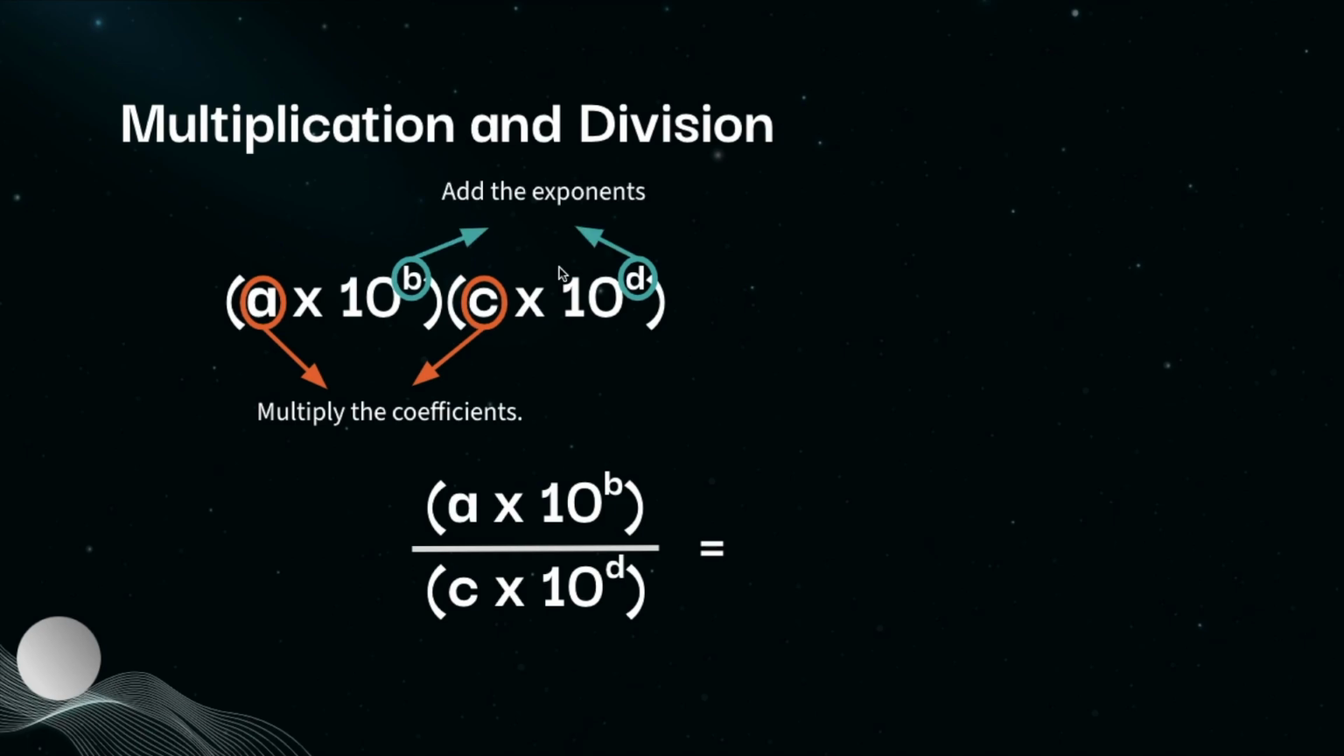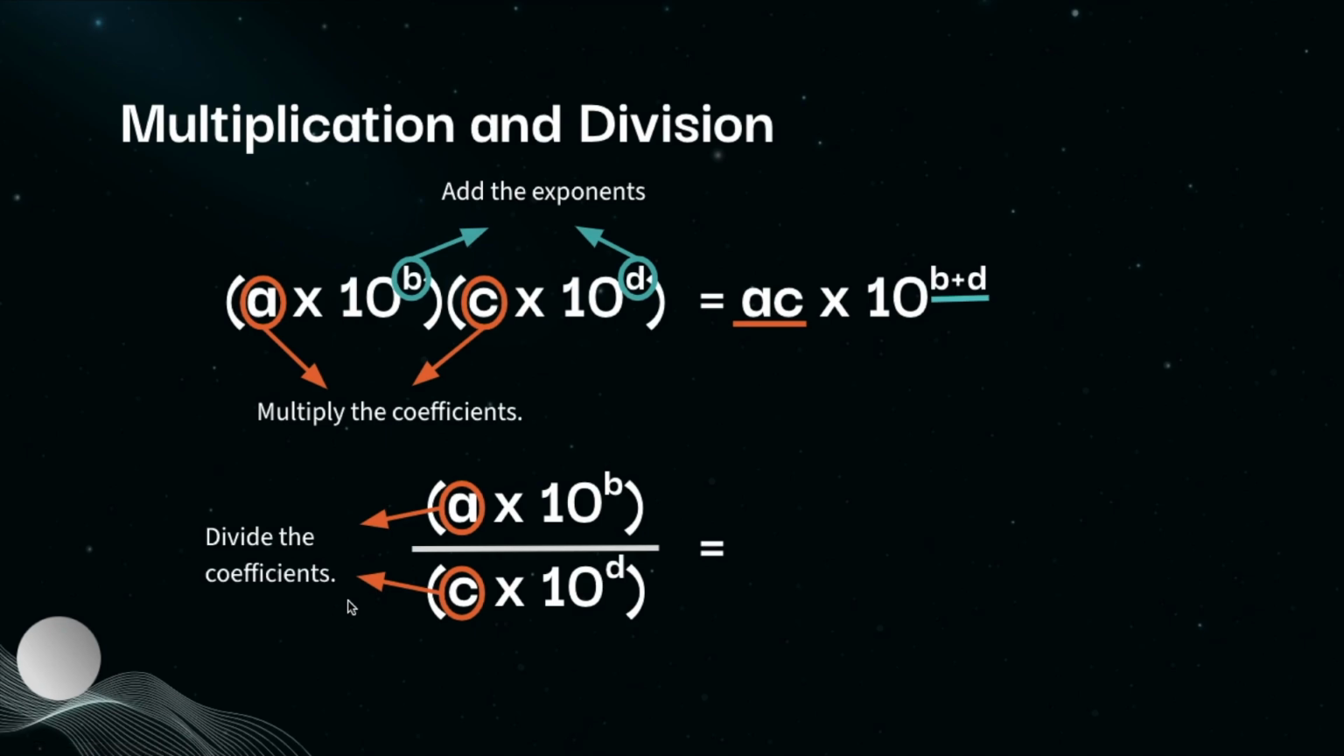So it would look something like this. Multiply the coefficients, add the exponents. So that part's pretty easy. And well, what if we divide them? It's actually pretty similar. You take both coefficients, but instead of multiplying them, you have to divide them.